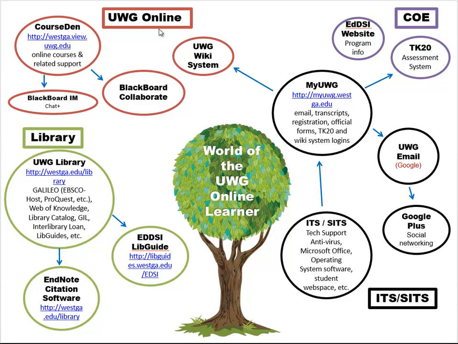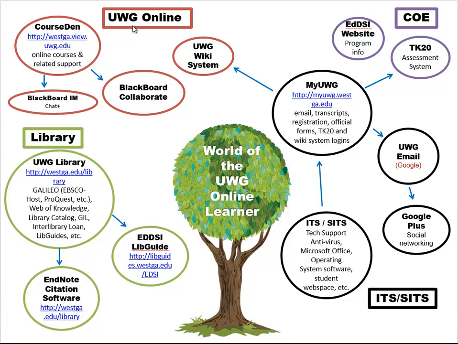The way I've got it organized is by these four main areas of UWG Online. So these reddish bubbles pertain to them. They're in the domain of UWG Online. These greenish bubbles pertain to the library. These purplish bubbles, you probably can't even tell it's purple, pertain to the College of Education. And then in black we've got ITS/student ITS. All right, so let's go ahead and just take it by general area.